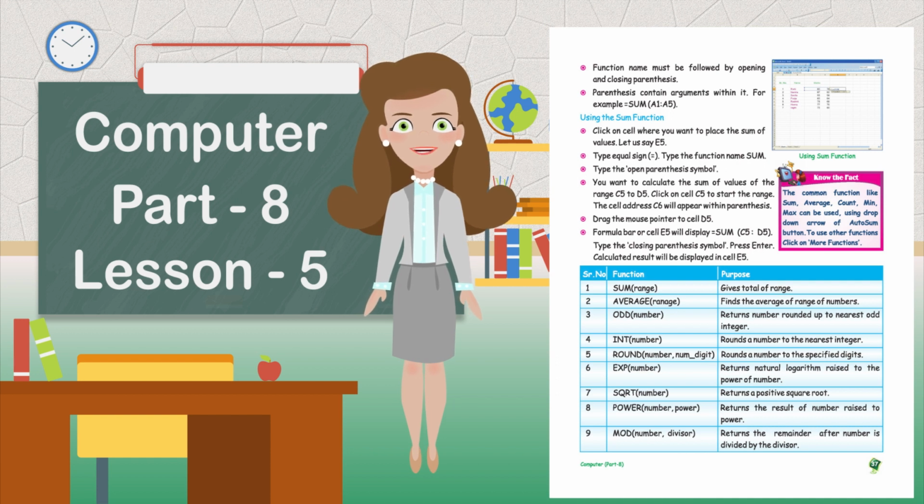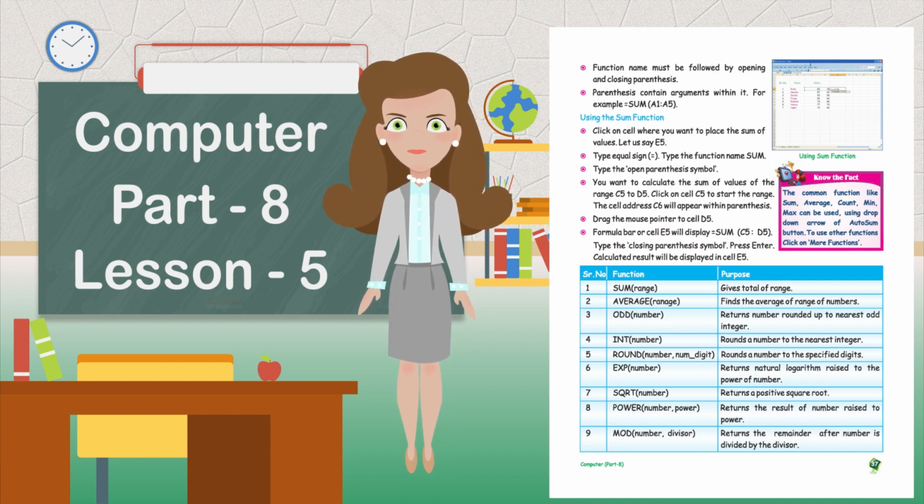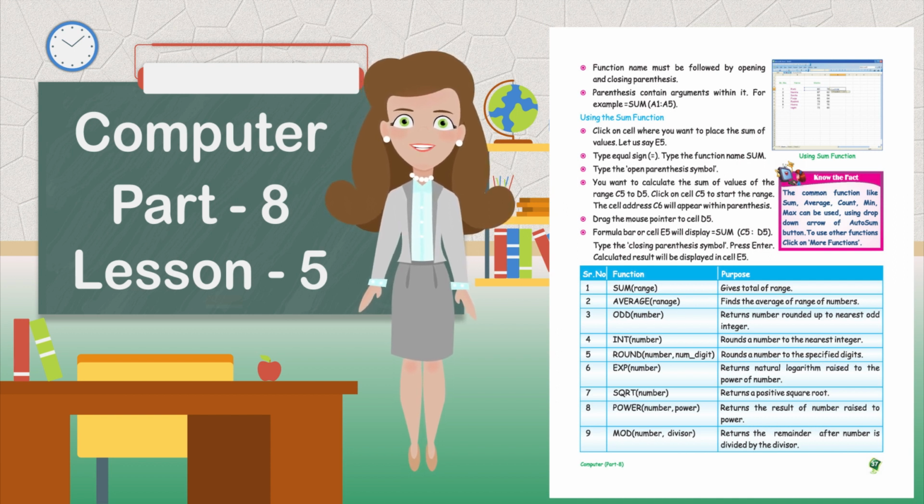Using the sum function, click on the cell where you want to place the sum of values. Let us say E5. Type equal sign, type the function name SUM. Type the open parenthesis symbol. You want to calculate the sum of values of the range C5 to D5. Click on cell C5 to start the range. The cell address C5 will appear within parentheses. Drag the mouse pointer to cell D5. The formula bar or cell E5 will display =SUM(C5:D5). Type the closing parenthesis symbol, press Enter. Calculated result will be displayed in cell E5.